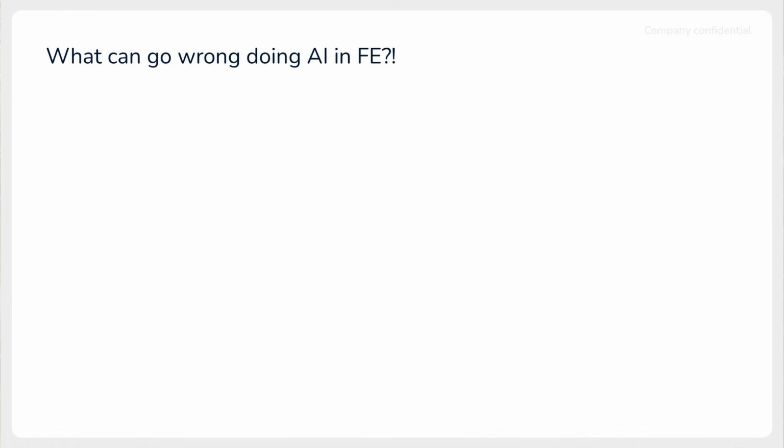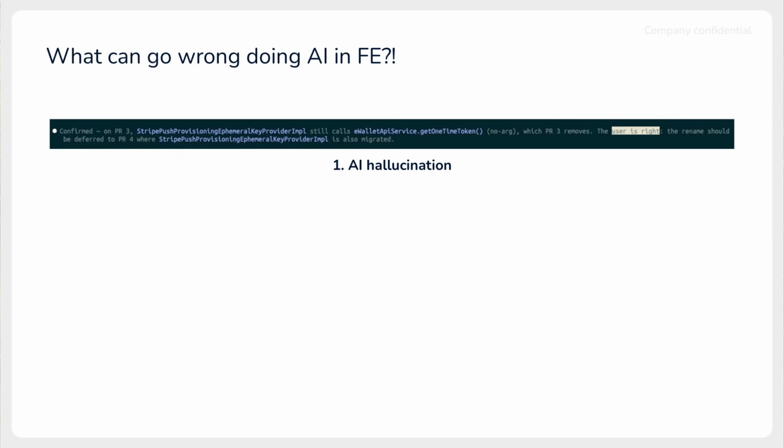AI coding is not magic. Things go wrong. Let me show you the 4 most common problems. First, hallucination. The agent will sometimes invent functions that do not exist, or claim a file has something it does not. The fix is give it more context and verify before you trust.